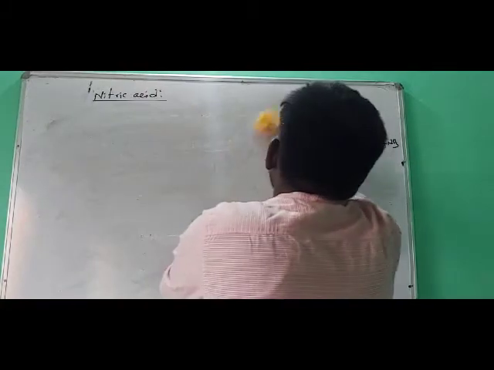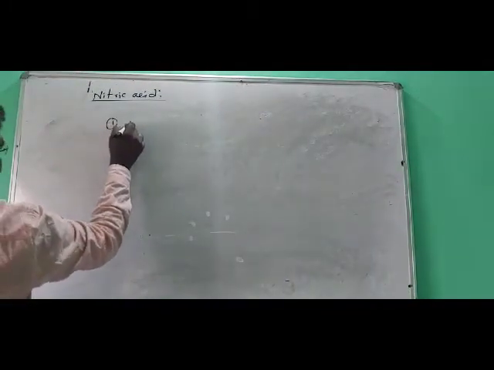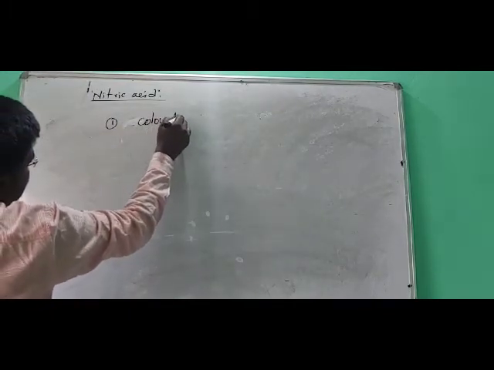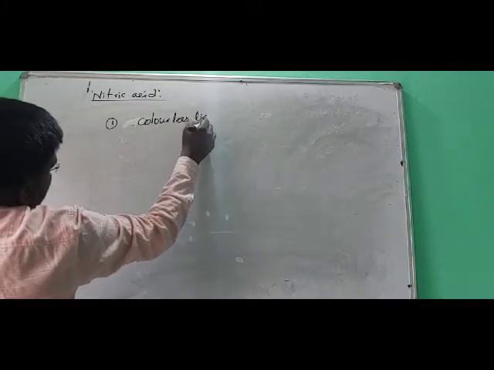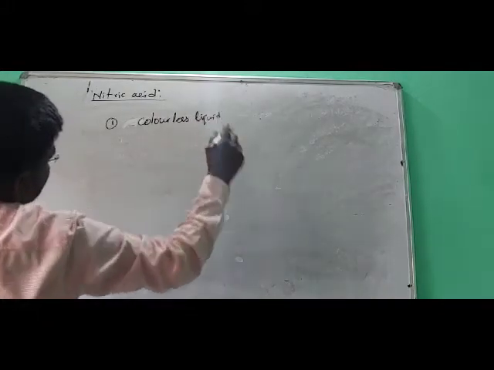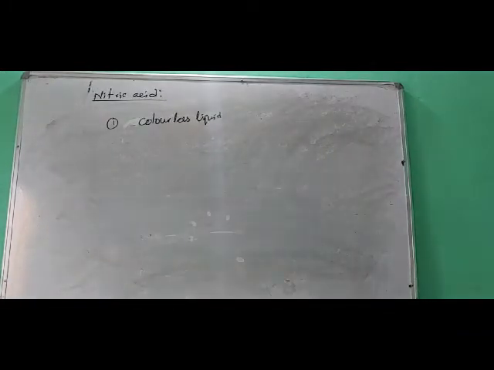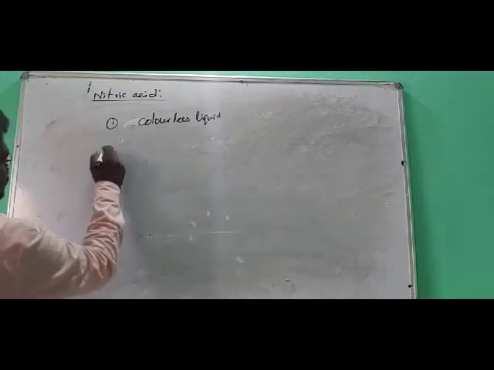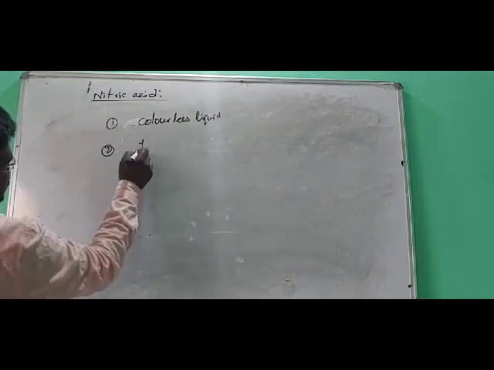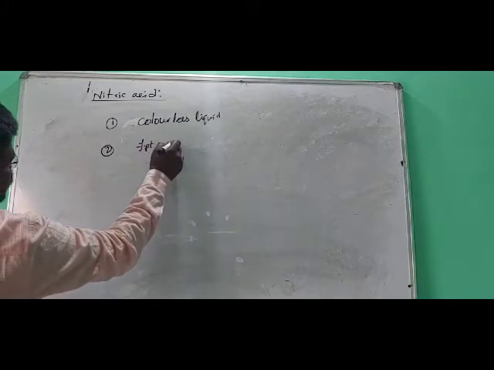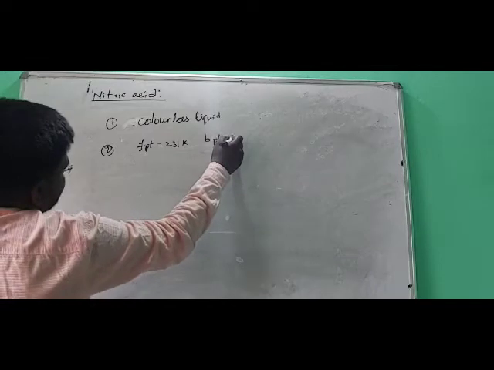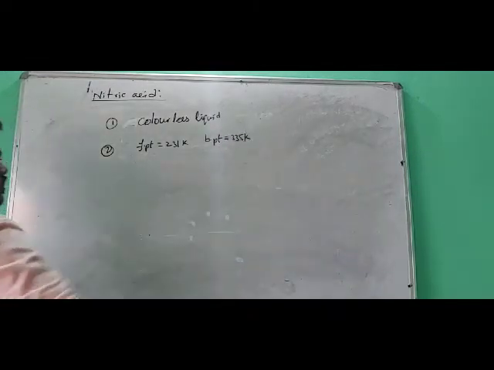Nitric acid is a colorless liquid. First property, nitric acid is a colorless liquid. Guys, preparations are completed. Now we are discussing the properties of nitric acid. And the next one, its freezing point is 231 Kelvin, and its boiling point is 335 Kelvin.